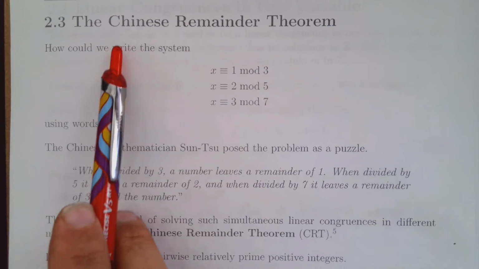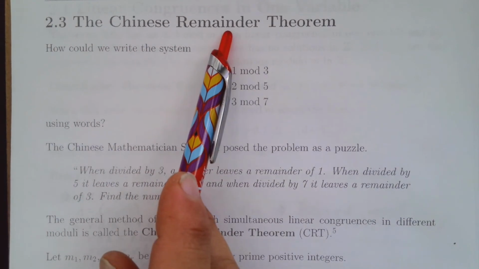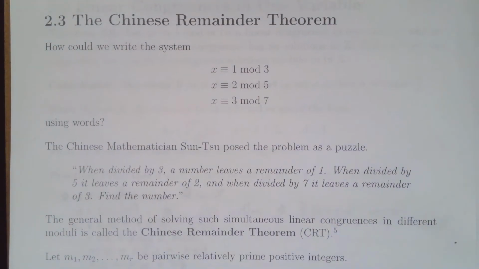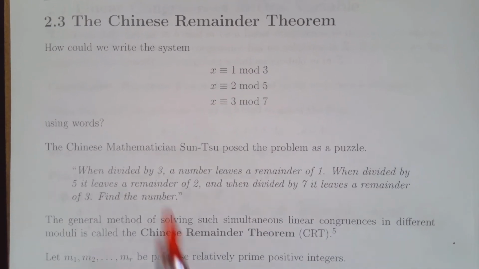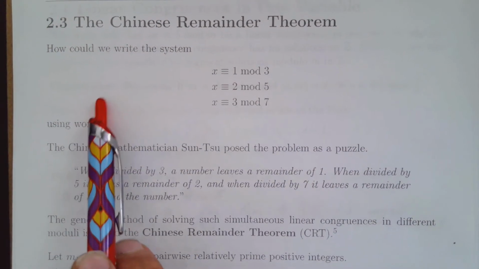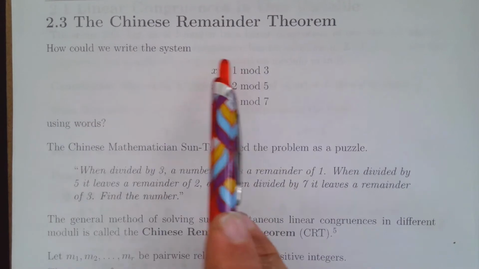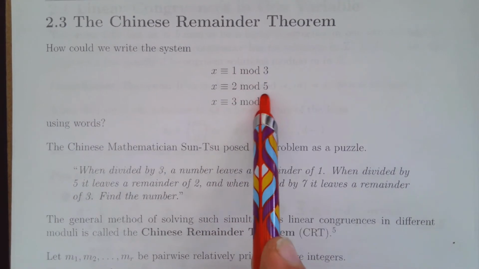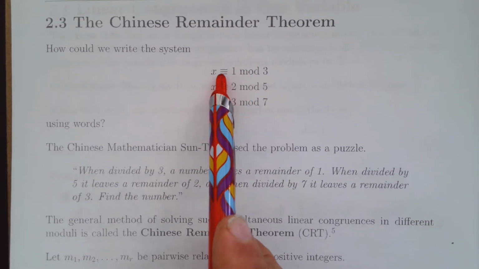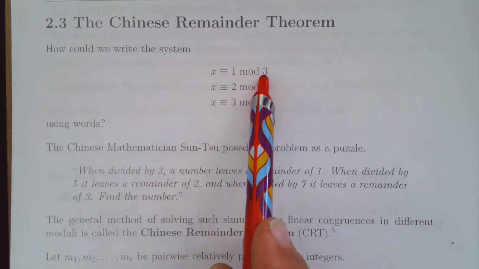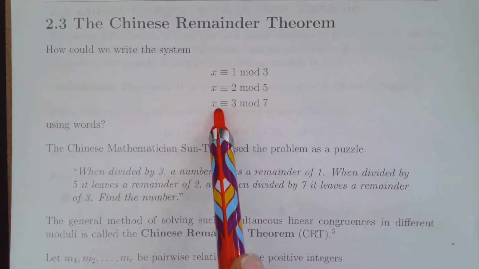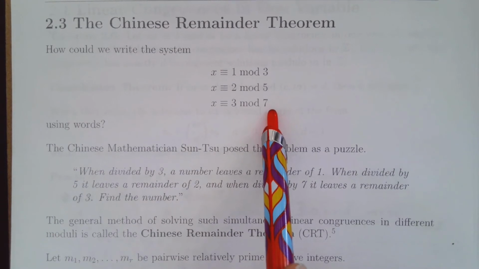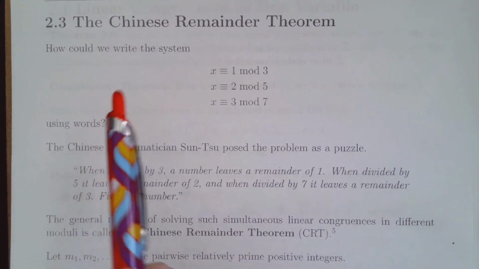In this video we're going to look at the Chinese Remainder Theorem, and we'll give you some background to it. We'll start with how we could write this system of congruences using words. So x is congruent to 1 modulo 3, x is congruent to 2 modulo 5, x is congruent to 3 modulo 7. How could we write this system using words?